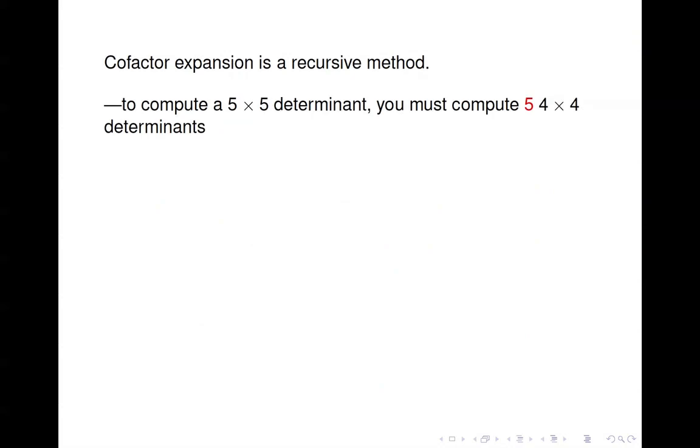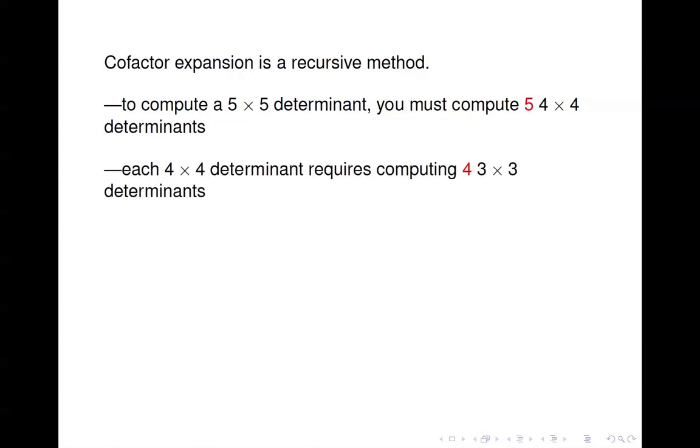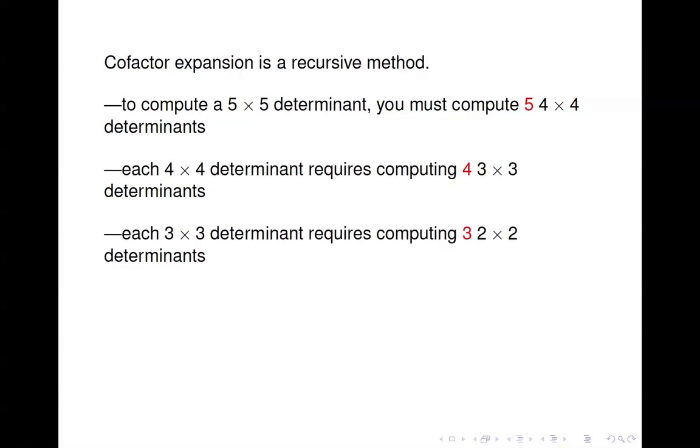Okay, it's a recursive method because, for example, to compute a 5x5 determinant, you have to compute 5 4x4 determinants. Now this is assuming there's no zeros in the matrix. So the worst case, for a 5x5, you have to compute 5 4x4 determinants, and each of those 4x4 determinants requires computing 4 3x3 determinants, and each 3x3 means you have to compute 3 2x2 determinants. As you can see, this gets very work intensive very quickly. The amount of work increases exponentially.